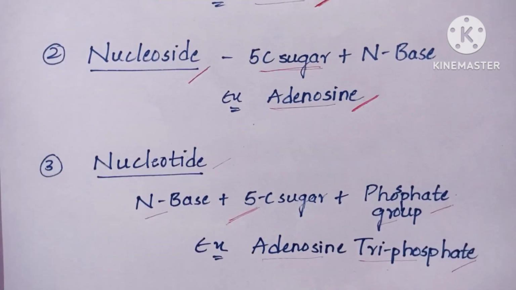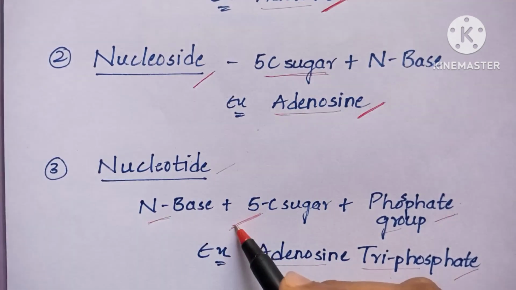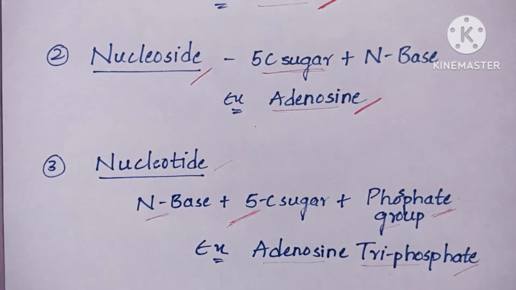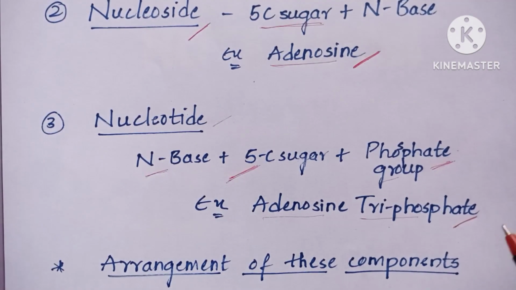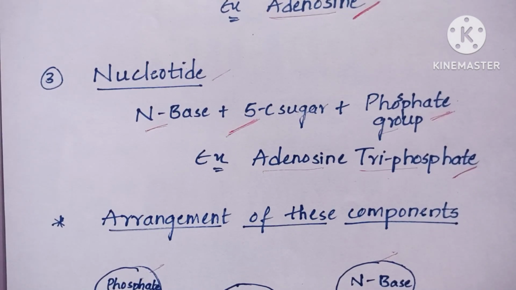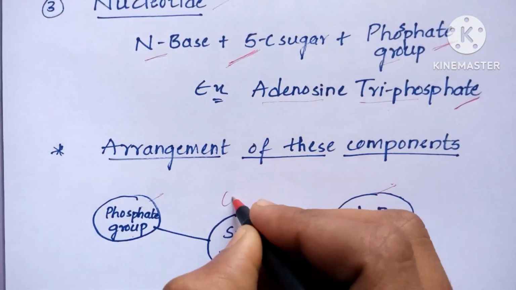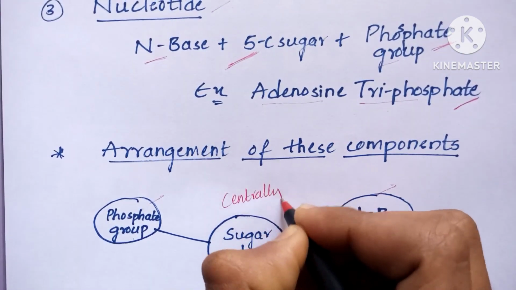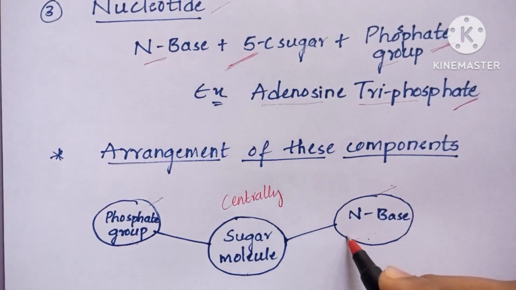Further, moving towards the nucleotide, as I have mentioned previously, a nucleotide is made up of three major components: nitrogen base, 5-carbon sugar, and phosphate group. Now this adenosine is known as adenosine triphosphate, and hence this structure is known as a nucleotide. Now let us understand the arrangement of all these components. First, the sugar molecule is always placed centrally, and the phosphate group and the nitrogen base are present on either side of the sugar molecule.